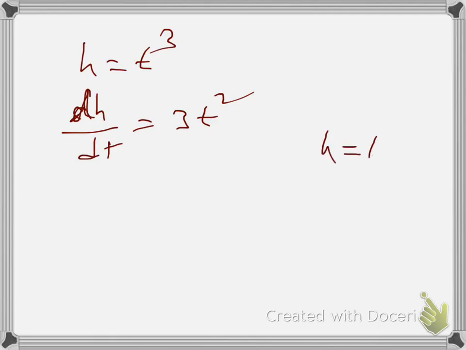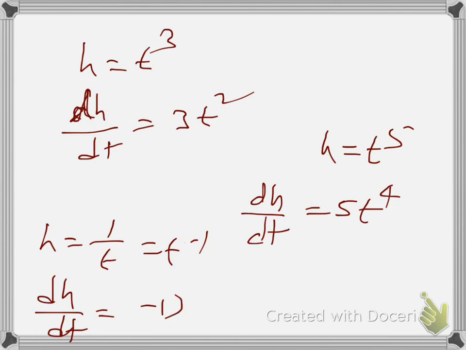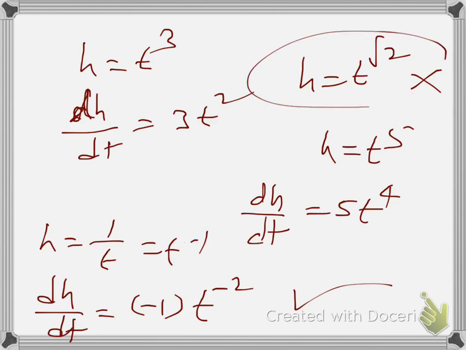If h is t power 5, dh by dt will be 5t power 4. If h is 1 by t, you can write it as t power minus 1. dh by dt will be minus 1 t power minus 2. You can write like that. It works as long as the power is rational. If h is t power root 2, I can't do anything. Sorry. As far as I know, you can't do this.